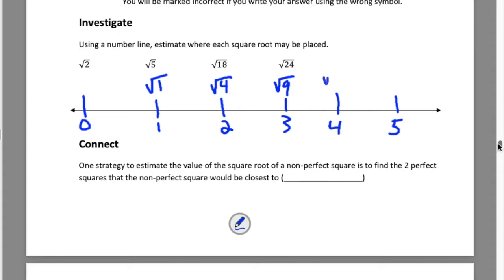The next one would be 16. The square root of 16 equals 4. And then I would have 25. The square root of 25 equals 5.